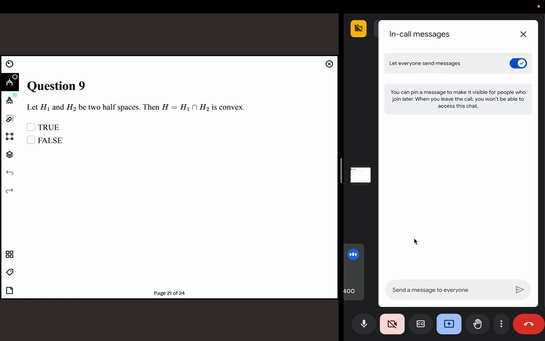Okay, this we have just seen. So you have two half spaces. When I take an intersection of them and create a new set, will it be convex? Or let me put it this way: is a half space always a convex set? Yes, a half space is always convex. So the intersection of two convex sets is always convex. So that will be true.